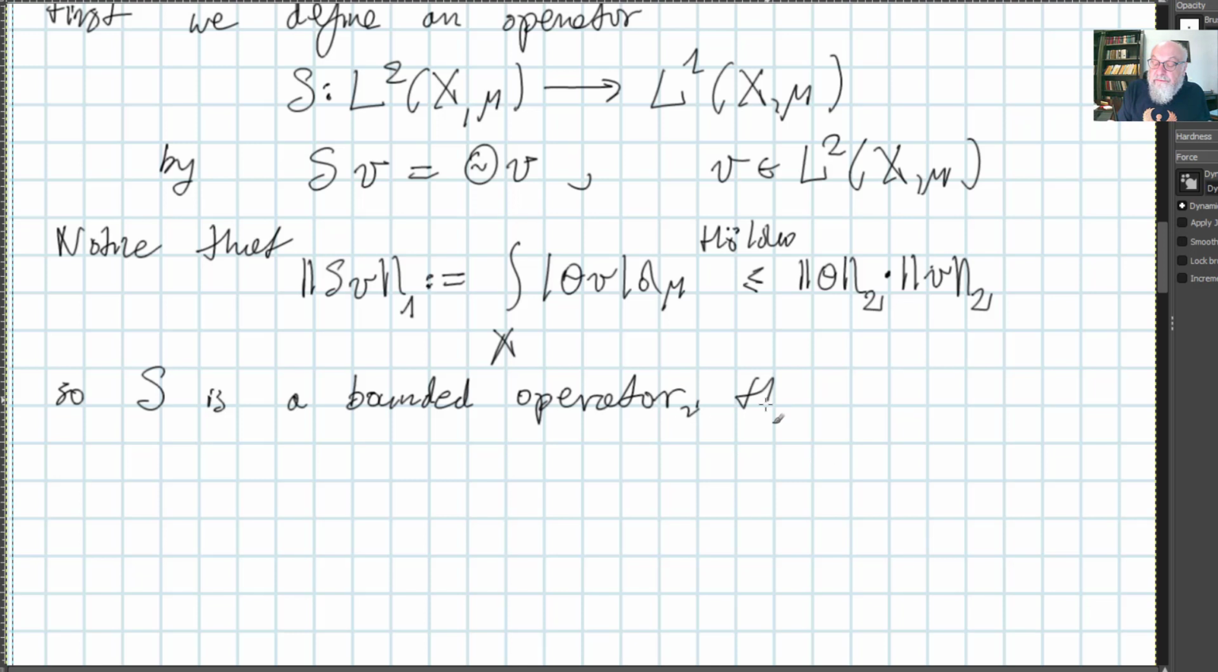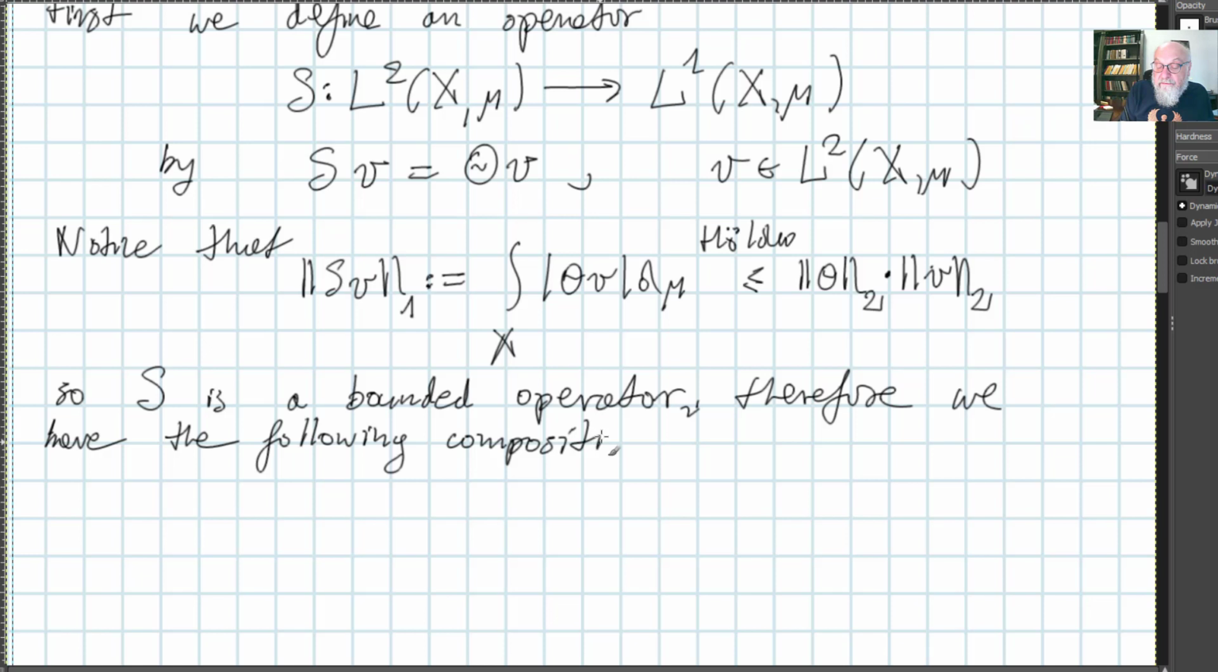So this is a bounded operator. Therefore, we have the following composition of continuous linear operators. So what is this composition?